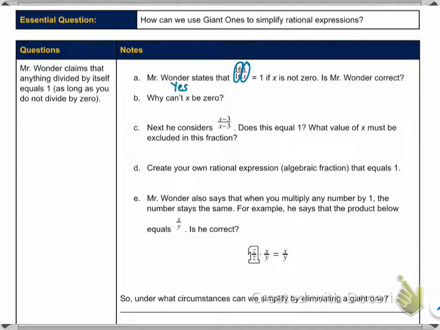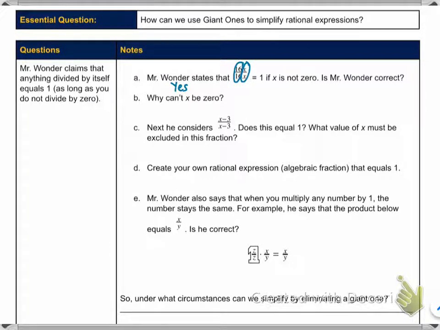The first one says, Mr. Wonder states that 16x over 16x equals 1 if x is not 0. First, is he correct? If you think to yourself, 16 divided by 16, that's 1. And any other x divided by x, if you use the quotient rule or you think about what we did with exponents, that should also equal 1. So he is correct.